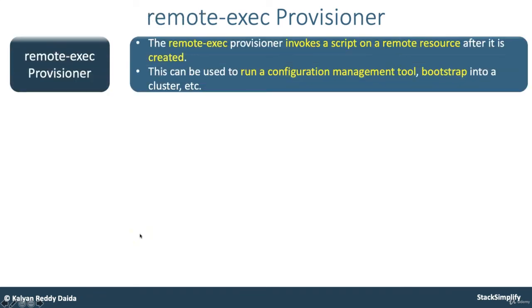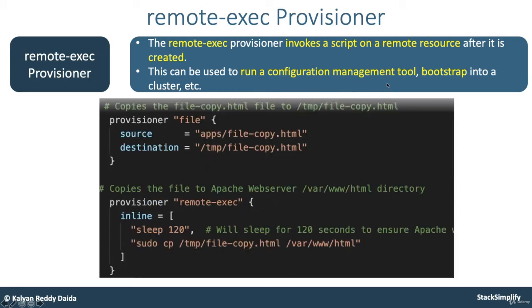In the same line, you will have the remote-exec provisioner. The remote-exec provisioner invokes a script or a command on a remote resource after it is created. Which means, whenever you run Terraform apply and an EC2 instance is created, after creating that EC2 instance, the script is going to run inside it. This can be used to run a configuration management tool or bootstrapping into a cluster, or many more examples.